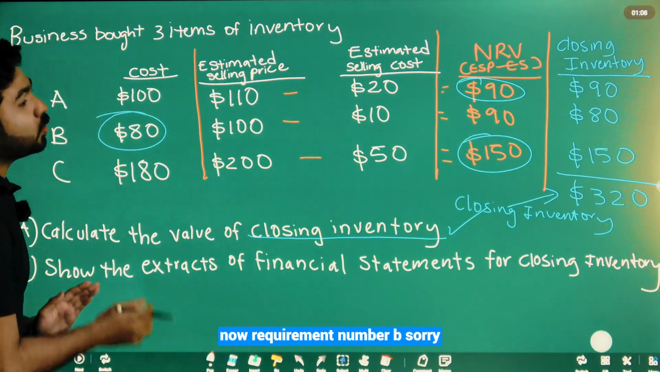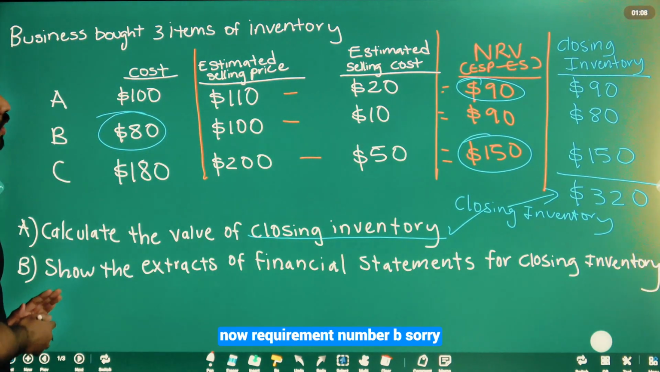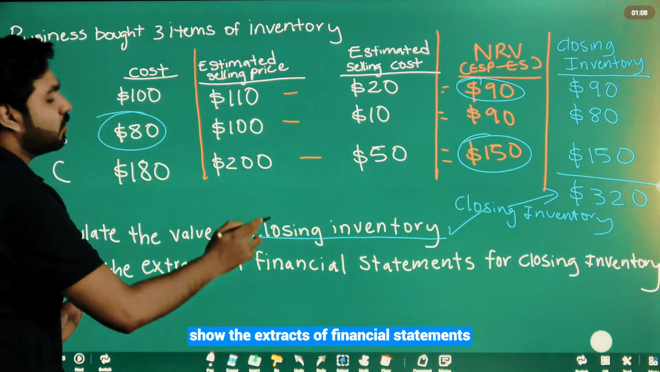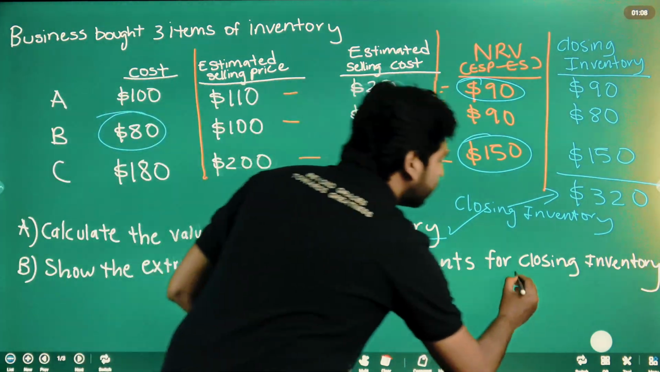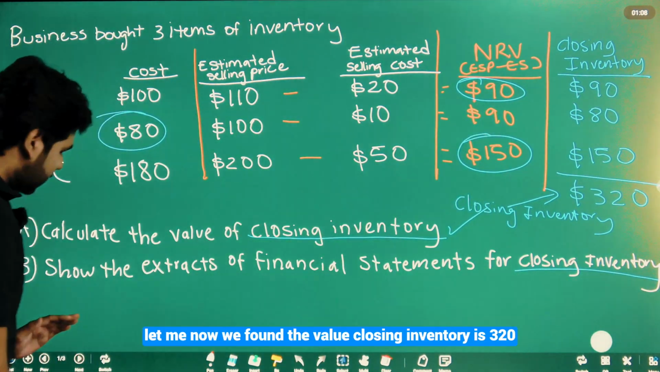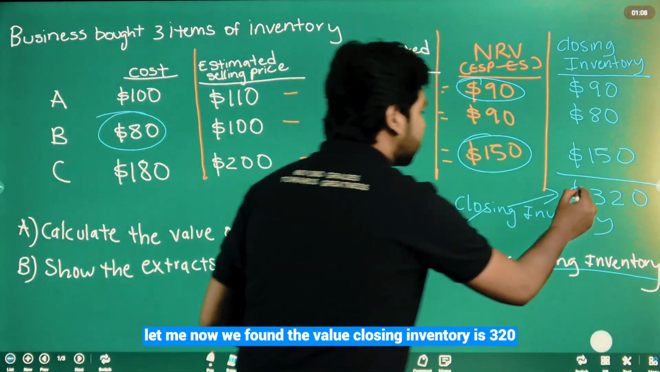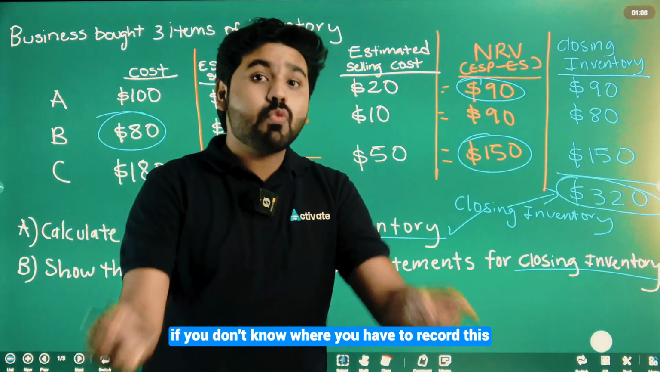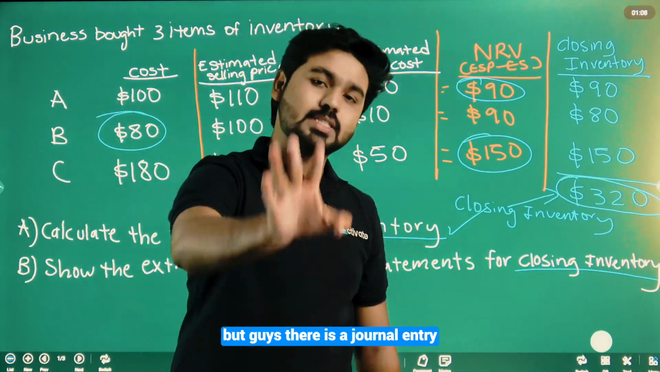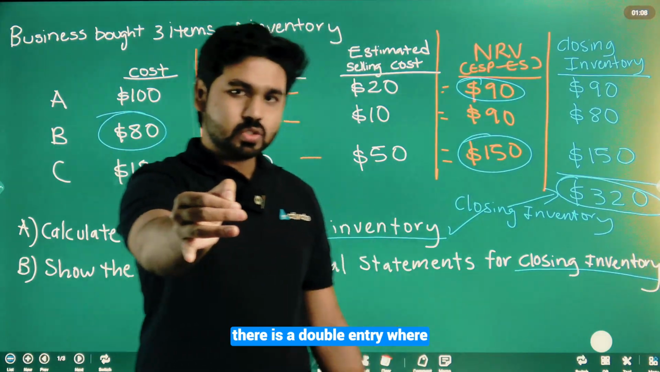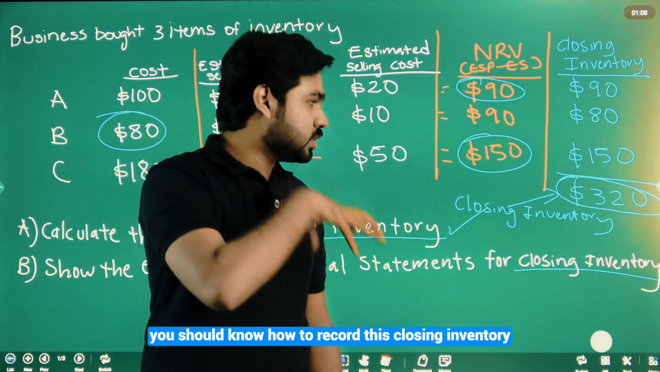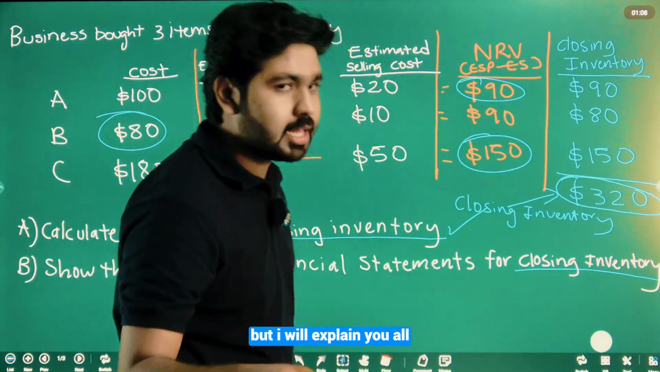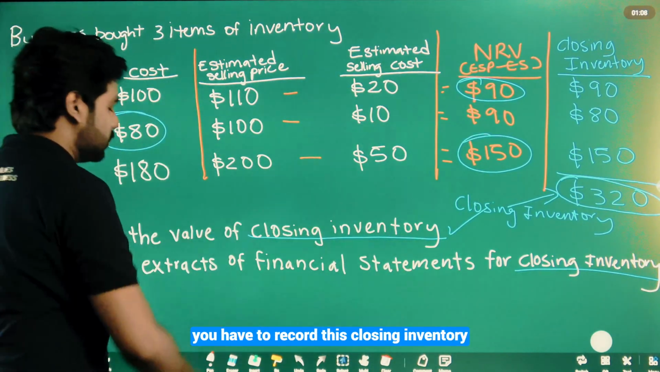Now, requirement B. What is requirement B? Show the extracts of financial statements for the closing inventory. Now we found the value of closing inventory is 320. No point of finding the value if you don't know where you have to record this. There is a journal entry, there is a double entry where you should know how to record this closing inventory using a double entry. But I will explain to you just what are the places where you have to record this closing inventory.